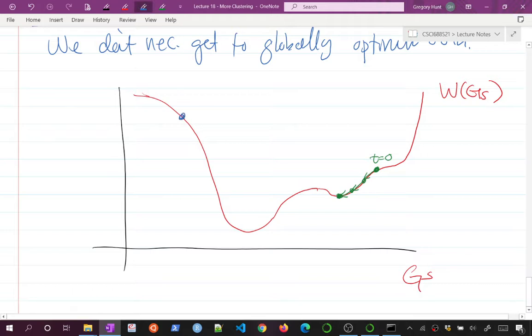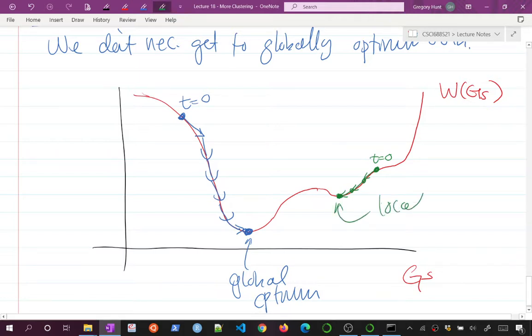Alternatively, if I were to initialize my guess here and say this was t equals 0 for a different random initialization, and I take my steps down here, I'm going to step down my curve at each point. I am guaranteed to decrease W at each step, and eventually I'll get down to here, which is my globally optimum solution. So while Lloyd's algorithm will get us to some optimum, it might be a local optimum. This is our global optimum, and this is not where we really want to be. This is our local optimum. Okay.